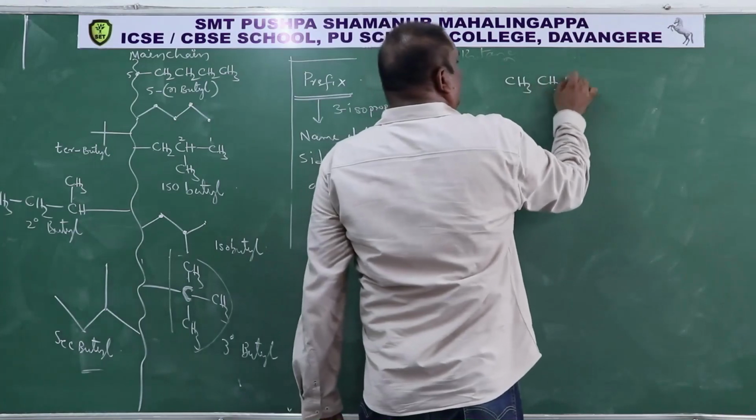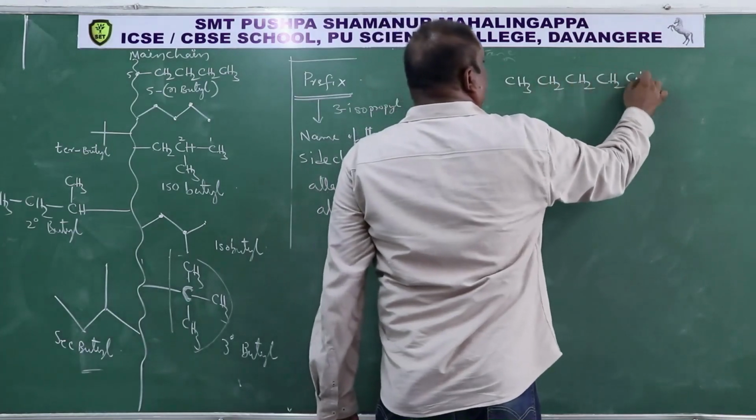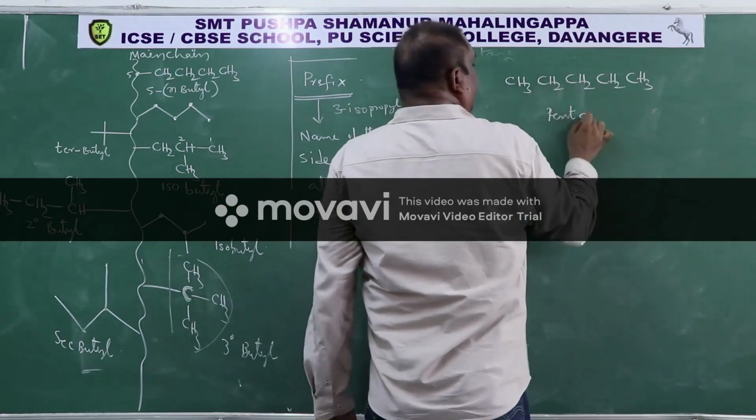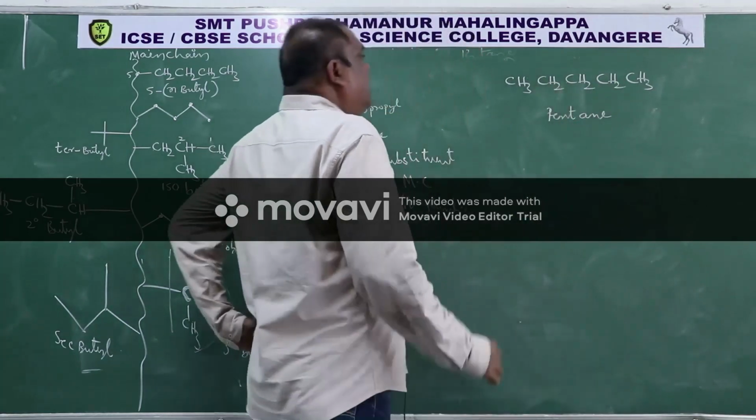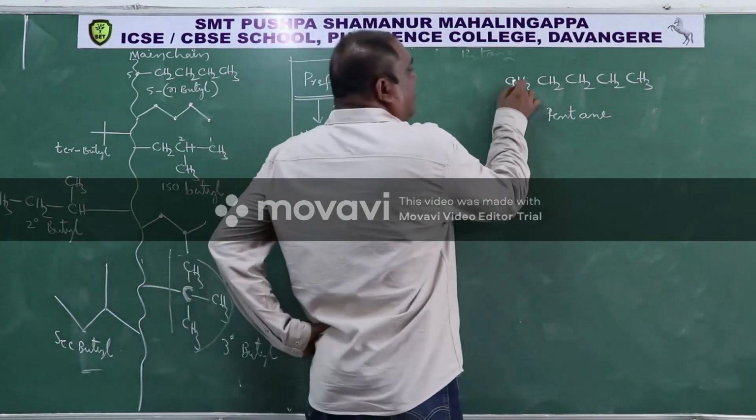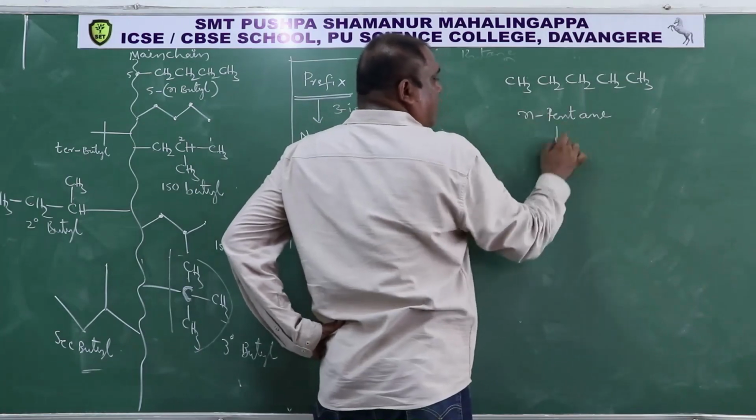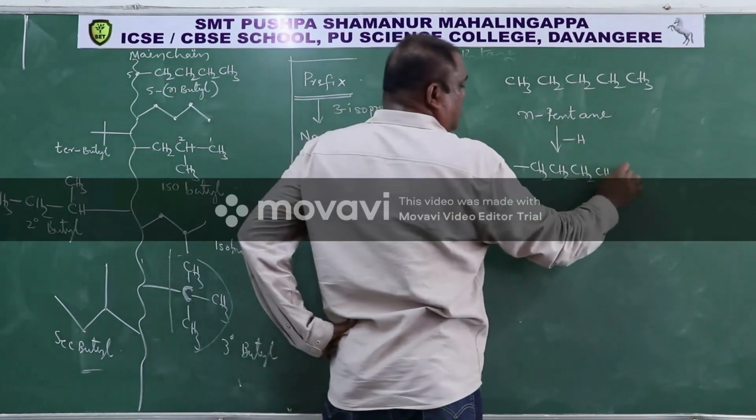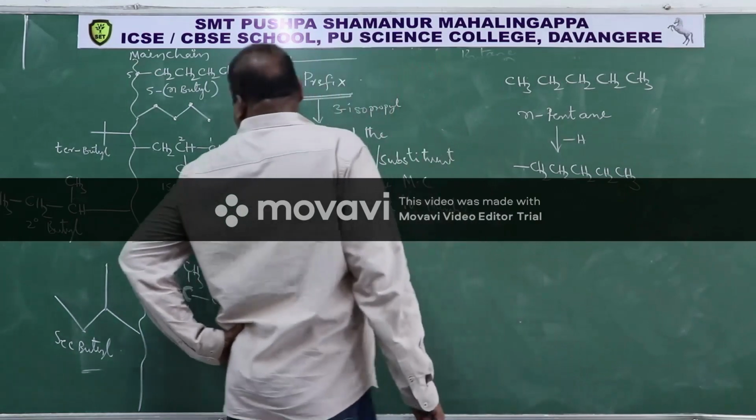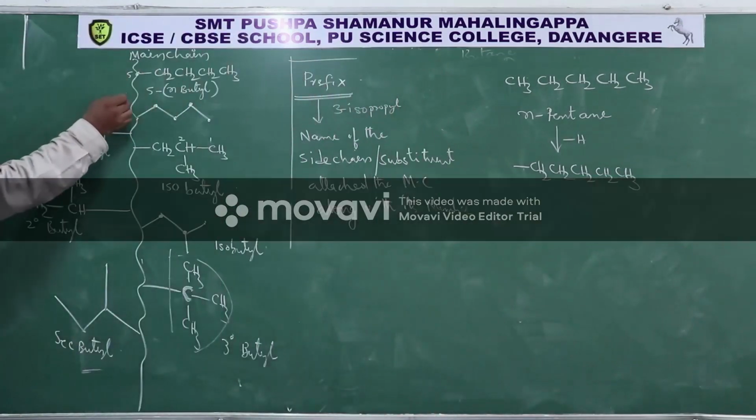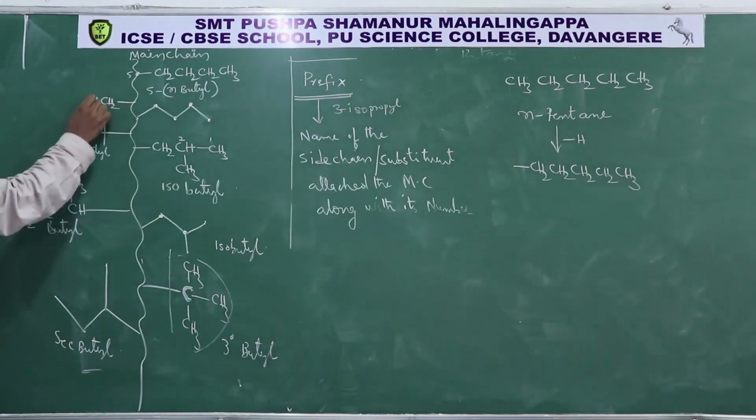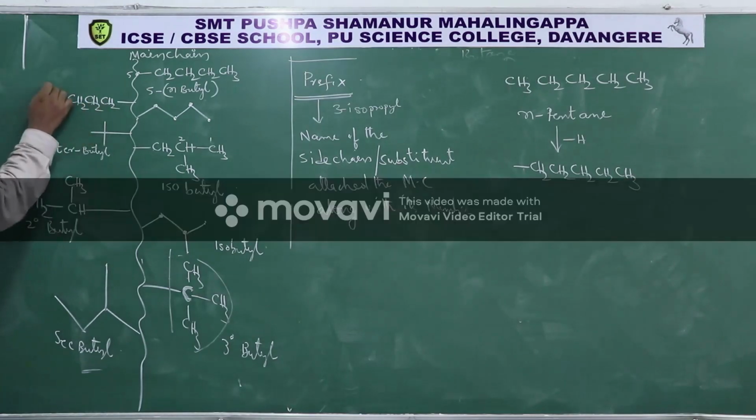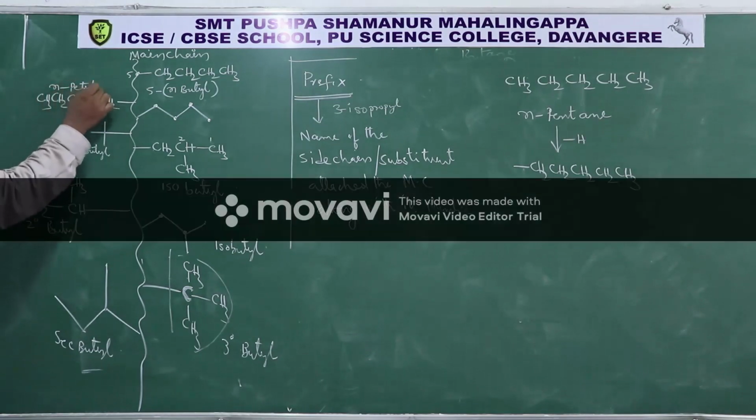CH3, CH2, CH2, CH2, CH3. 1, 2, 3, 4, 5 carbons are there, then root word is pent, all are single bonds, then it is pentane. In this pentane, I am removing hydrogen from this one or this one, and it is N-pentane. From this, when I remove one hydrogen, I will get CH2, CH2, CH2, CH2, CH3. So here, to the main chain, if I attach CH2, CH2, CH2, CH2, CH3, 1, 2, 3, 4, 5, it is called N-pentyl group.